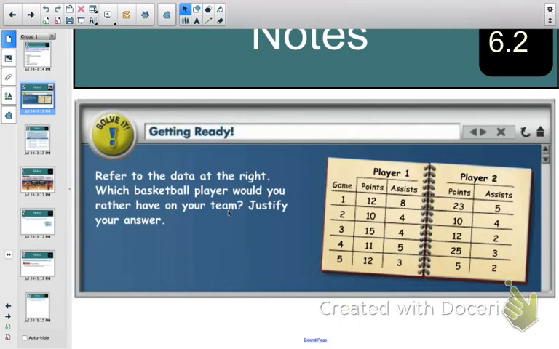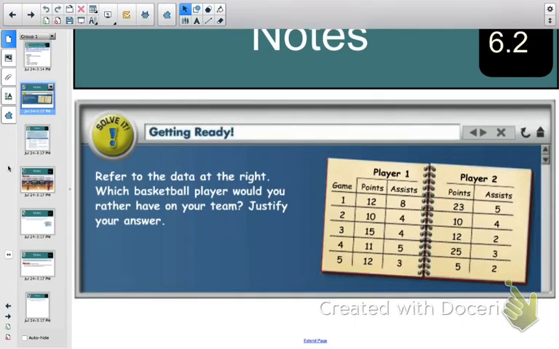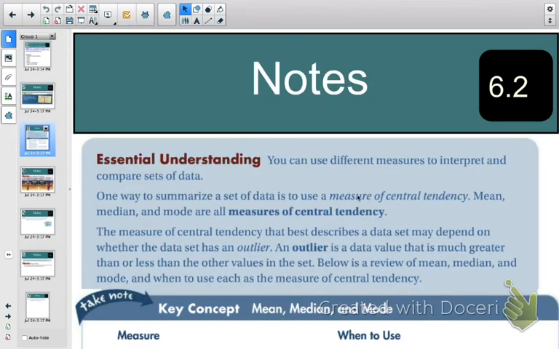Another fun question here that we're going to talk about tomorrow. It says, refer to the data at the right. Which basketball player would you rather have on your team? Justify your answer. So you've got player 1 and player 2. You can go ahead and think about that a little bit. Like I said, we will talk about it in class when we're doing the 6.2 assignment. So think about that. We'll come back to it.